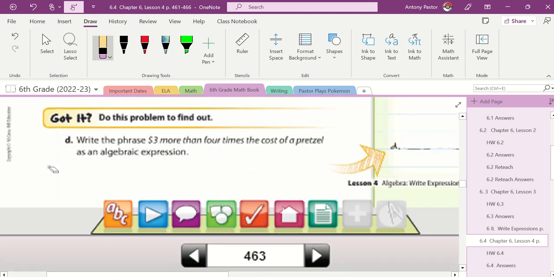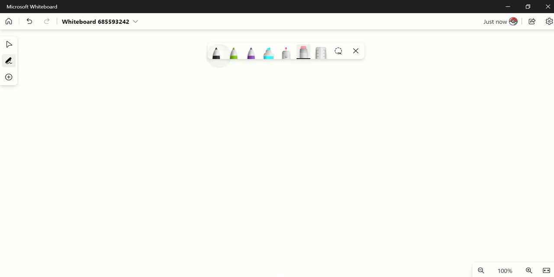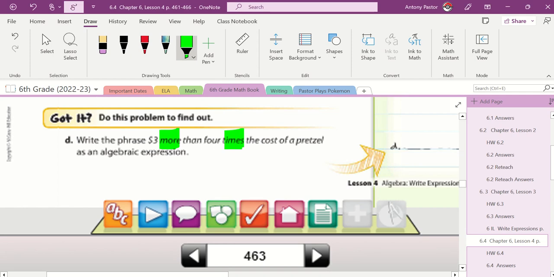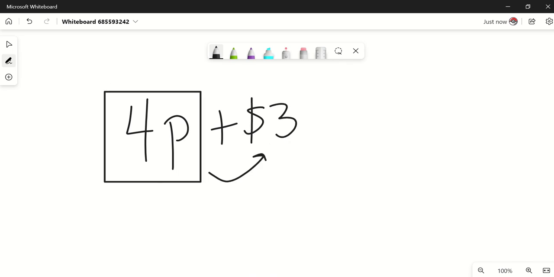Write the phrase $3 more than 4 times the cost of a pretzel as an algebraic expression. So more and times. We're going to have addition and multiplication. $3 more than 4 times the cost of a pretzel. So we're going to use P for pretzel. We don't know how much a pretzel costs, but we know we're multiplying it by 4 here. It's $3 more than 4 times the cost of a pretzel. So I'm going to add $3 to it. So it's whatever 4 times the cost of a pretzel plus $3.